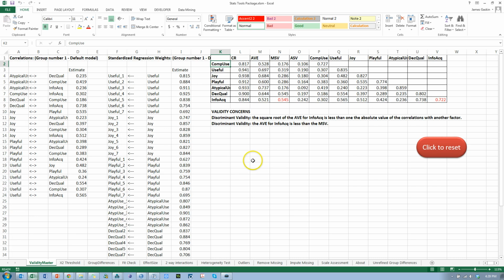Yay! And it just creates this for you, which is great. And it says, hey, you do have some problems, actually. Two discriminant validity issues with information acquisition. Darn. And we knew we did, right? From the EFA, we knew we had some discriminant validity issues with info acquisition, with decision quality. Because the square root of the AVE, which is on the diagonal.